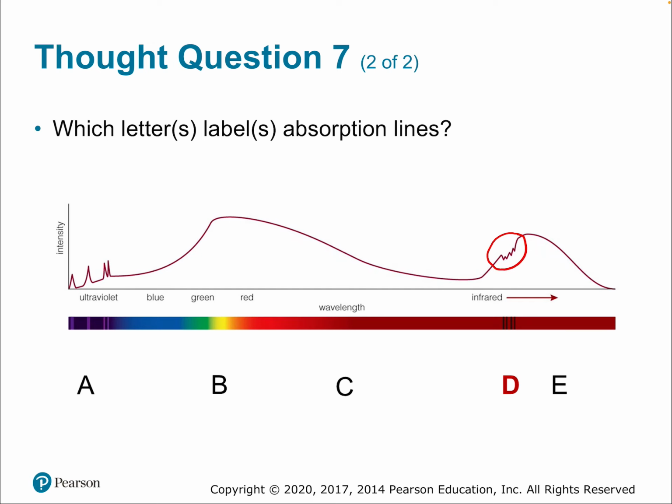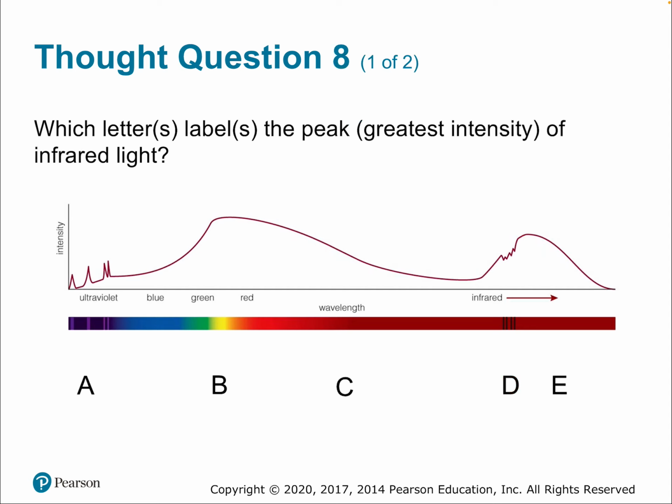Which letters or labels the peak greatest intensity of infrared light? So you're looking for the peak wavelength, the most common wavelength, the one that you would probably see if you saw the source, if you could see infrared, okay? And which letter labels that? Your options again are A, B, C, D, and E. Pause the video if you need to. It's E, all right? So E has higher intensity, represents the peak of the infrared light.